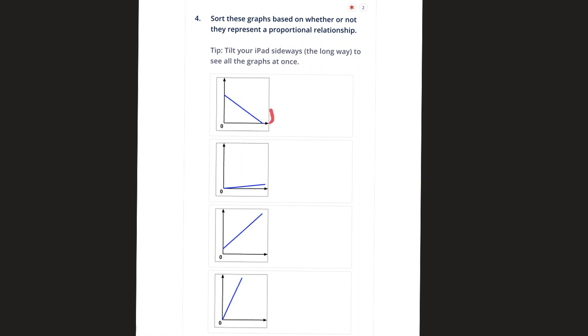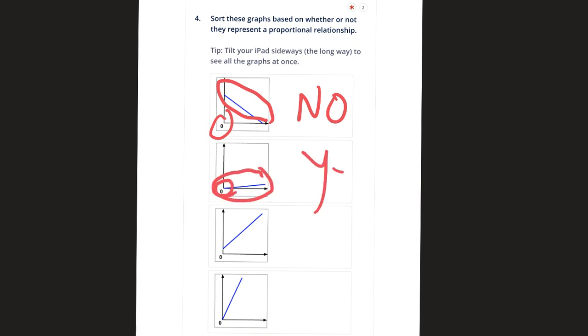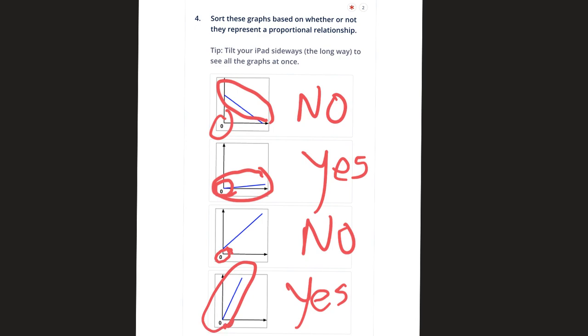So this is a straight line, but it's not going through 0, 0, so this is no. This is a straight line, and it is going through the origin, 0, 0, so this will be yes. Here we have another straight line, but it did not go through 0, 0, so that's a no. And this one down here sure looks like a yes. It's a straight line, and it is going through the origin.